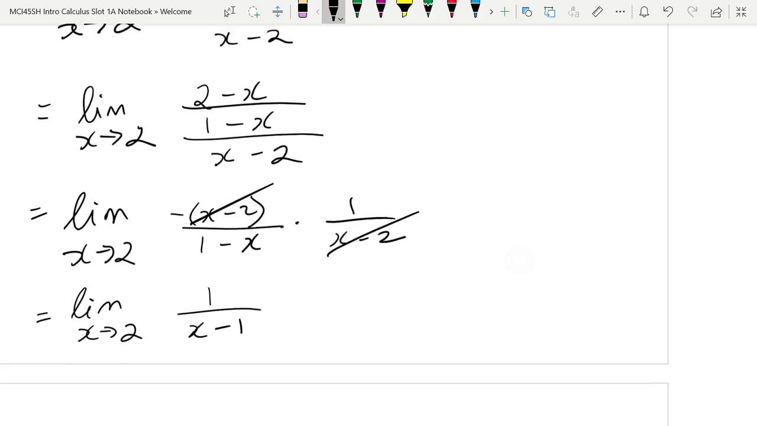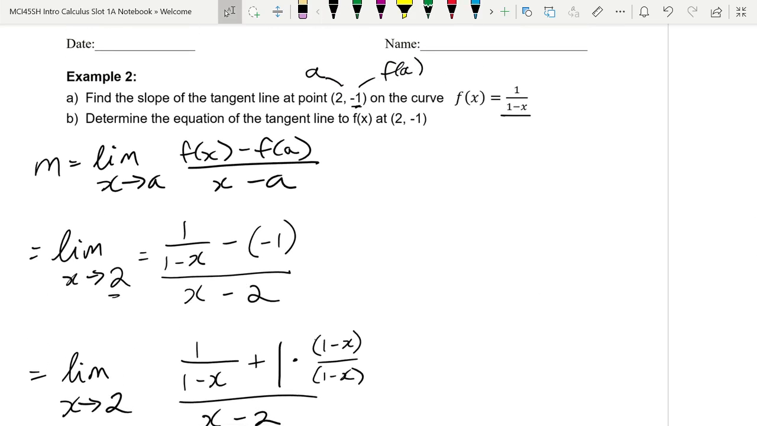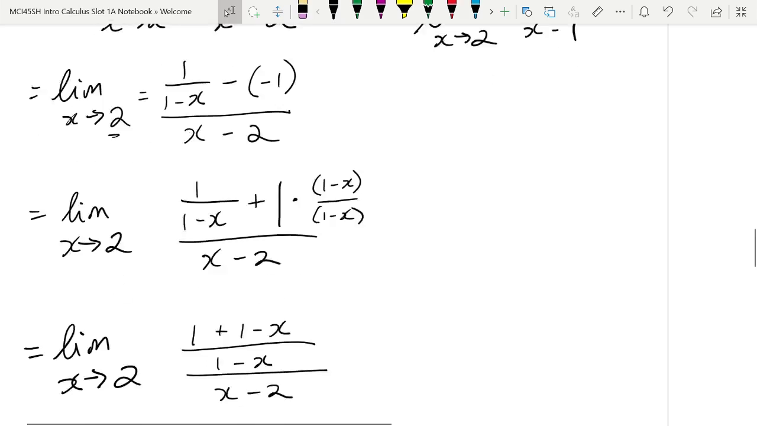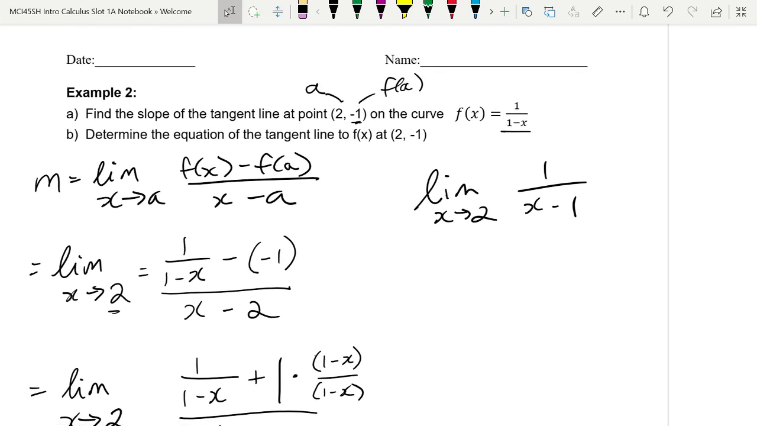Let's move back up to the top here. So that's the limit as x approaches 2. So it's the limit, come on pen, oh, my pen disappeared. The limit as x approaches 2 of 1 over x minus 1, right? Isn't that what it was? Yep. Okay, so now I can plug in the 2, no problem, because that won't create a denominator of 0. 2 minus 1, which is 1. So the slope is 1.